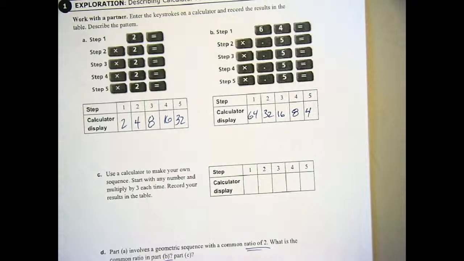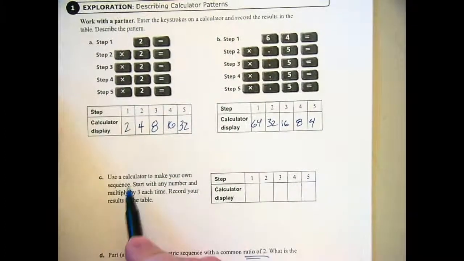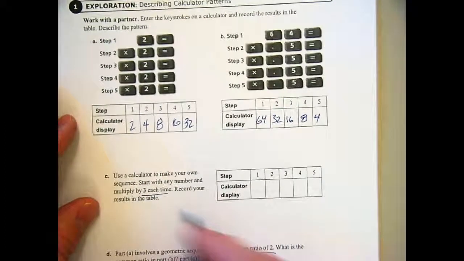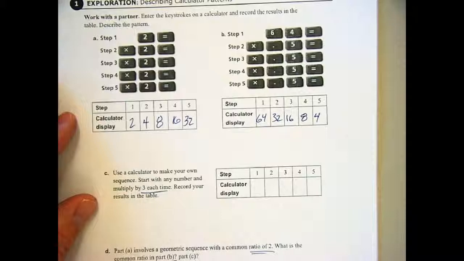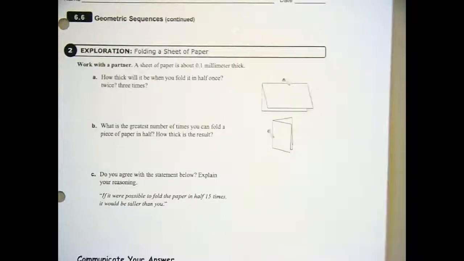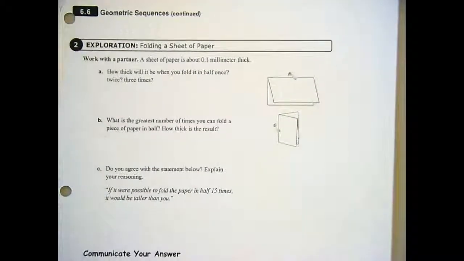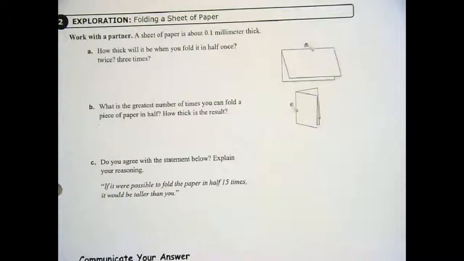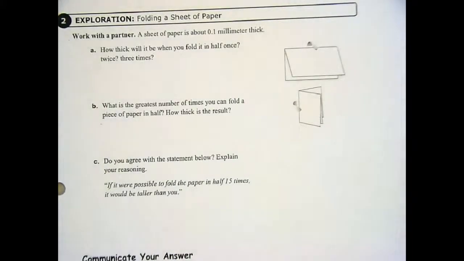Oh, yeah, it would be. Yeah, you multiply by 3 each time. I didn't realize they gave you that. Very good. Okay. Let's go to exploration 2. Take a look at that. We're going to reference back to common ratio here in a minute, but I want you to go ahead and read through exploration 2 and try some of those.